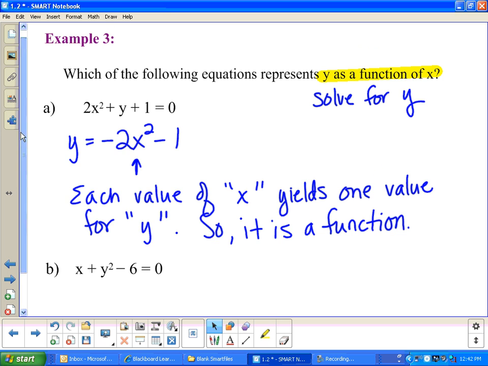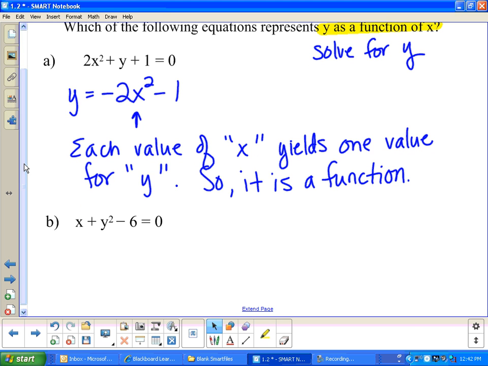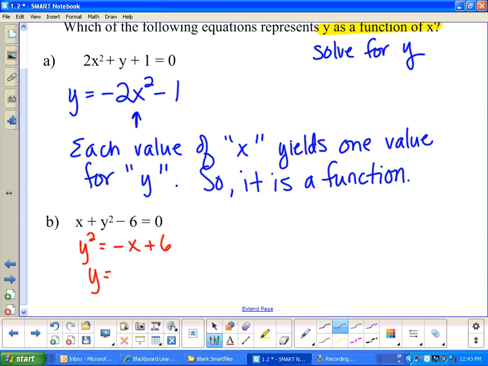Now let's take a look at b. When I solve this for y, I'm going to subtract an x and add a 6 to both sides to start. And then to solve for y, I take the square root of both sides, but when I do that, I end up with plus or minus, because I had to take the square root of both sides.